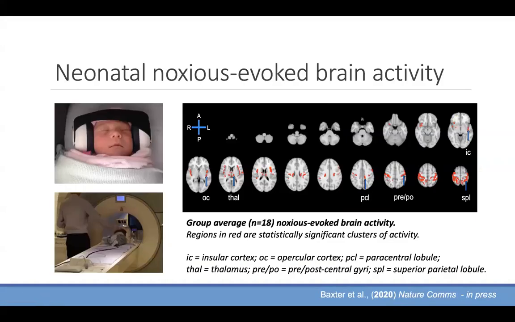So this is an example of the type of activity we can now see when we use these improved measures. This is a group of 18 babies, where the baby has been placed in an MRI scanner. And as I said before, a mild noxious stimulus is applied to the baby with an interstimulus interval of around 20 seconds, and approximately 10 times the stimulus is applied. And again, you can see really clear and delineated activity in areas of the brain that we would expect to see active if we applied the same stimulus to the adult. For example, the insular cortex, the paracentral lobule, and the thalamus. You can see clear delineation.